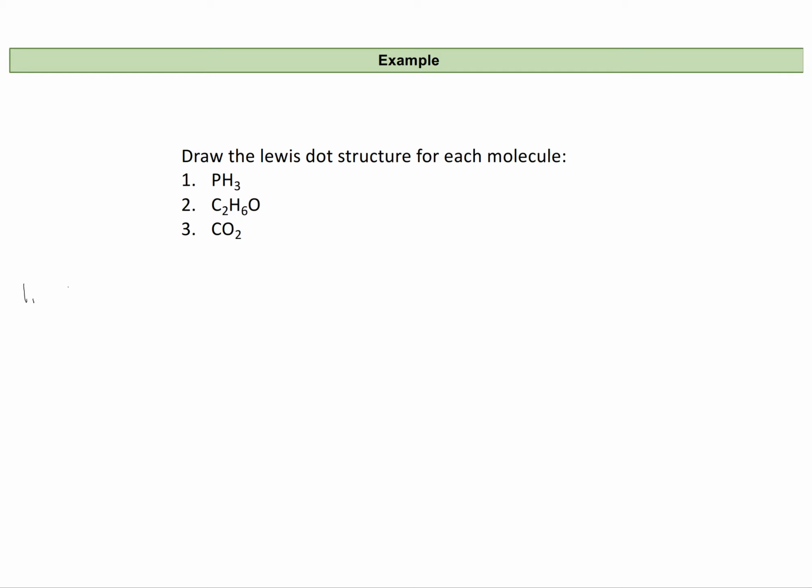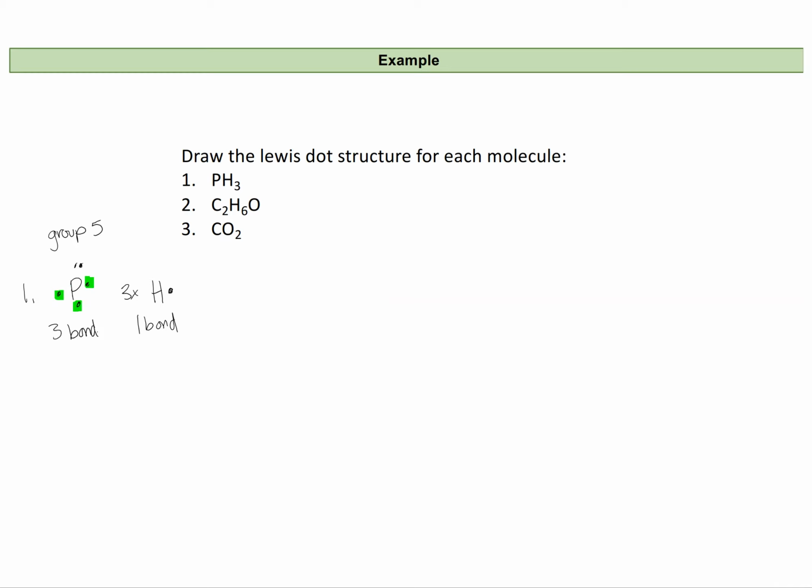We have a phosphorus and hydrogen atoms, and we've got 3 hydrogen atoms. Each hydrogen atom has just 1 valence electron, and we'll need 1 bond. And phosphorus is in group 5. That means it's got 5 valence electrons around it. And so it's going to need 3 bonds because it has 3 unpaired electrons.